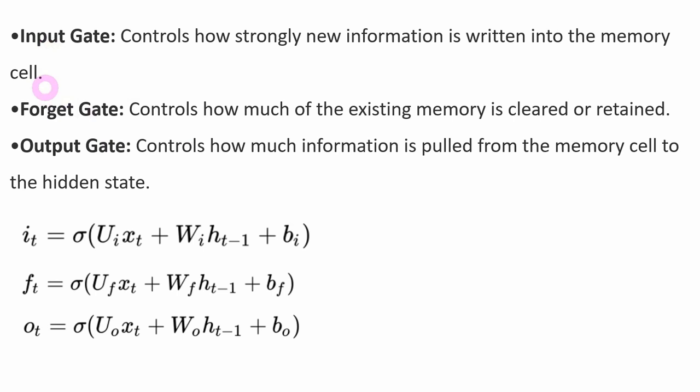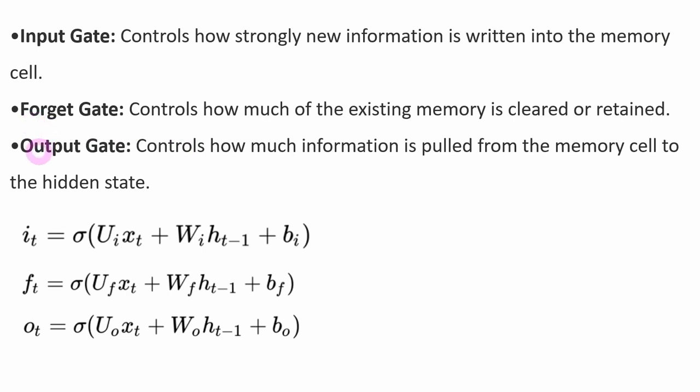Now, let's look at the 3 gates in more detail. First, the input gate. It controls how strongly new information is written into the memory cell. If the gate value is high, new input is stored. If low, it's mostly ignored. Second, the forget gate. This decides how much of the existing memory should be cleared or retained. A high forget gate value means keep the old memory. A low value means erase it.